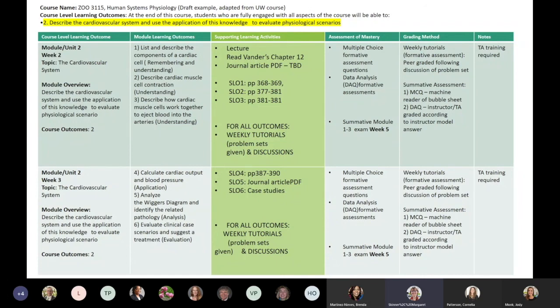And here's where we get to the next point that speaks to Brenda and Jodie's point of how a learning activity can also be an assessment of mastery, or some way that you're checking that the students are meeting your learning outcomes. Because I've listed here that the supporting learning activities are those tutorial questions, both the multiple choice and the data analysis, and the big weekly discussions that go around that.